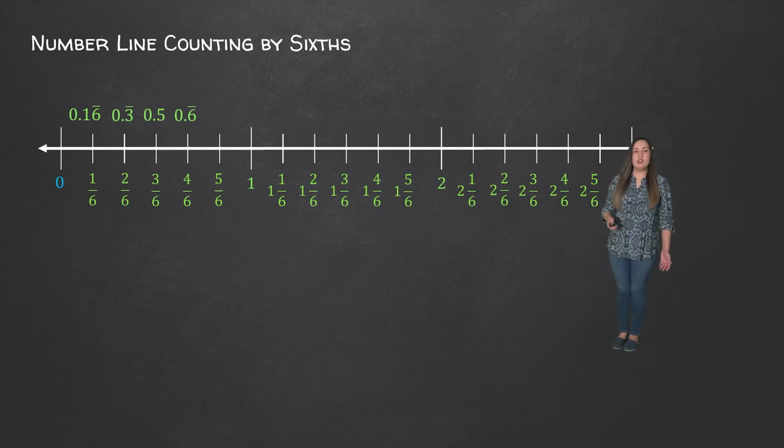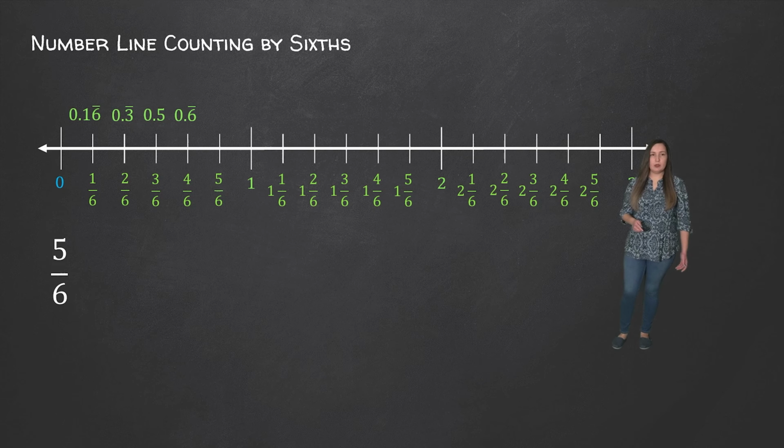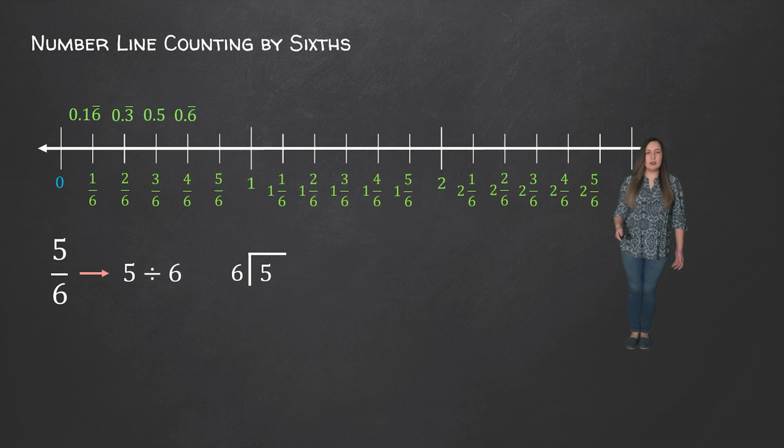All right, so here, now we have 5 over 6, and in order to find the decimal equivalent, we're going to go ahead and divide the numerator divided by the denominator. So we're going to take 5 divided by 6, where 5 is our dividend and 6 is our divisor. We ask ourselves, how many times does 6 go into 5? Well, it doesn't, so we're going to put a 0 here, and then add a decimal point after the 5, and add a 0 if we want to keep dividing.